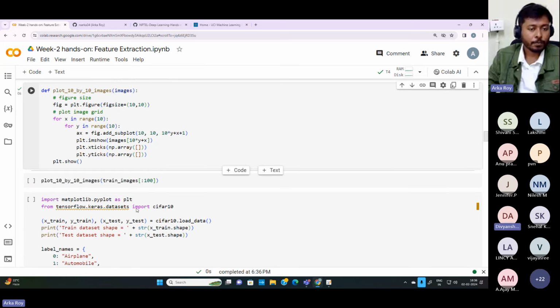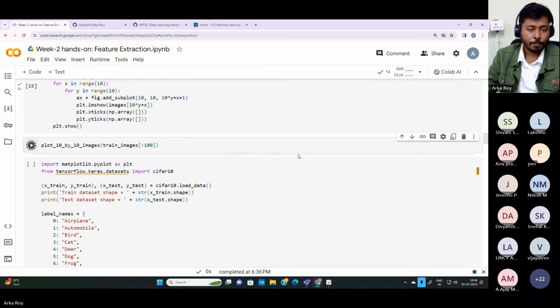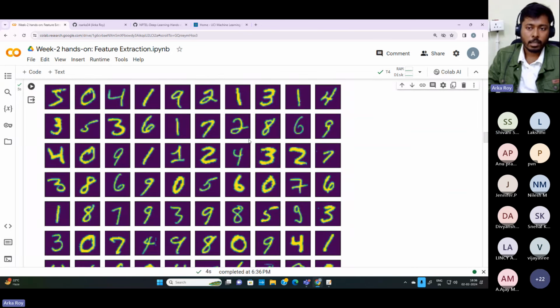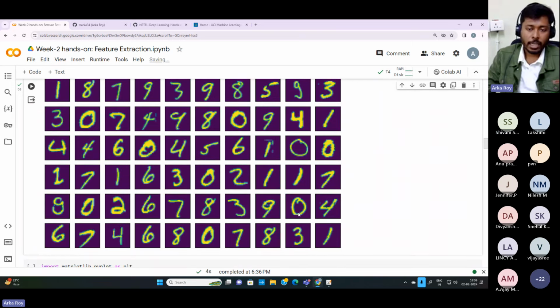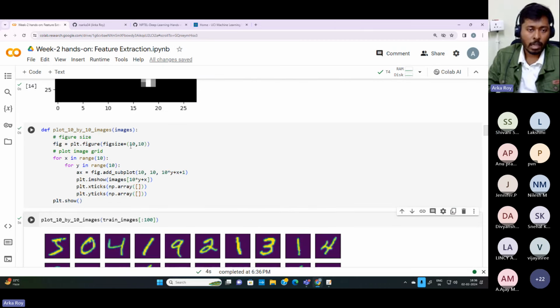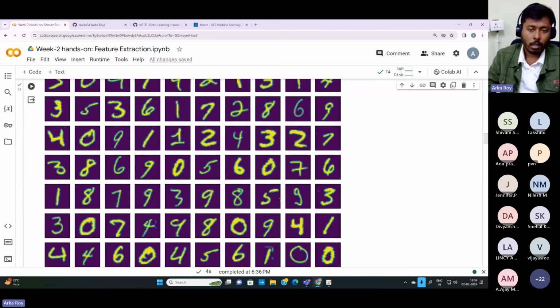So let me show you. Over here you can see these are the images. These are the first 100 images. You can check any of the images, or if you want to increase the number of images, you can change over here. Instead of plot 10 by 10, you can use plot 20 by 20 and so on.